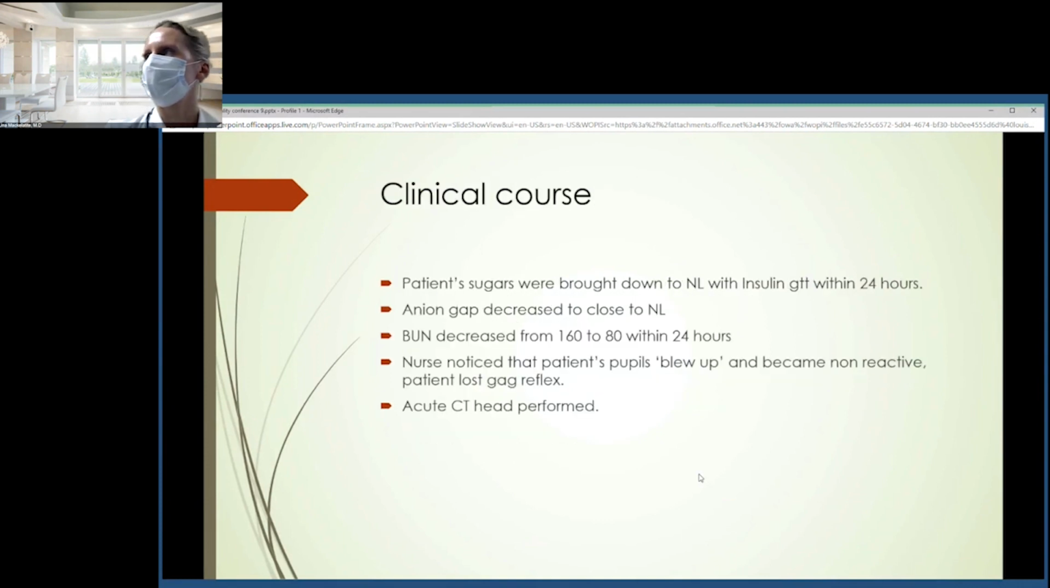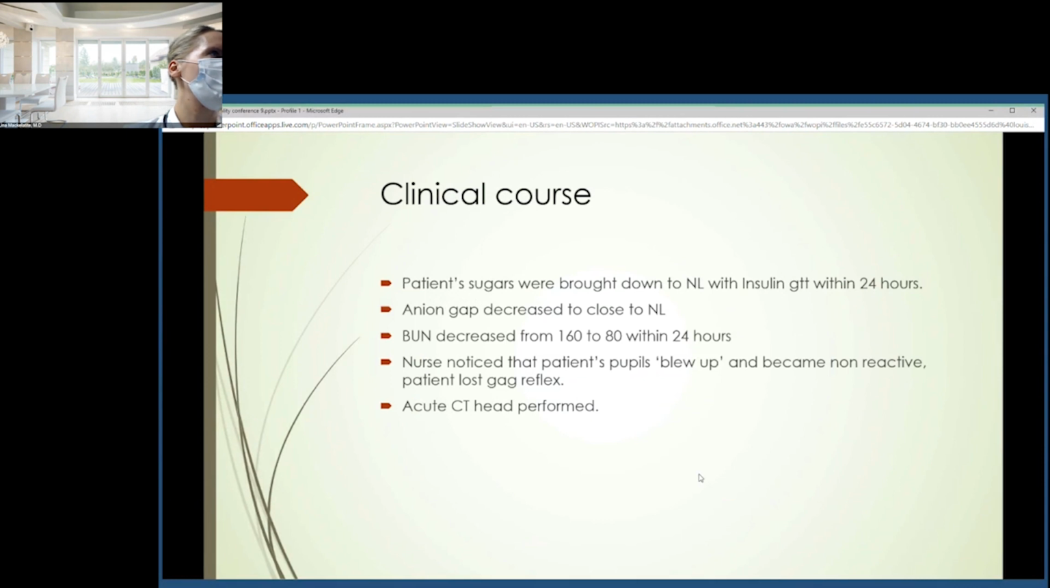Now, clinical course. So the patient's sugars were brought down to almost normal on insulin drip within 24 hours. Anion gap decreased to close to normal. His BUN decreased from 160 to 80 within 24 hours. And the next morning, the nurse noticed that the patient's pupils blew up and that he became non-reactive and lost gag reflex. And then they rushed him to the CT.